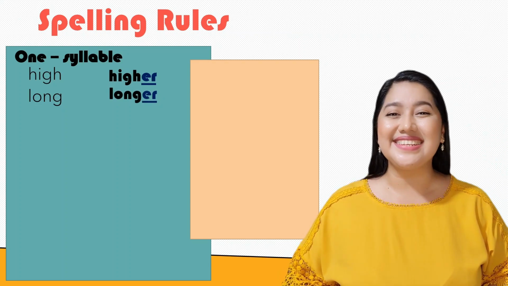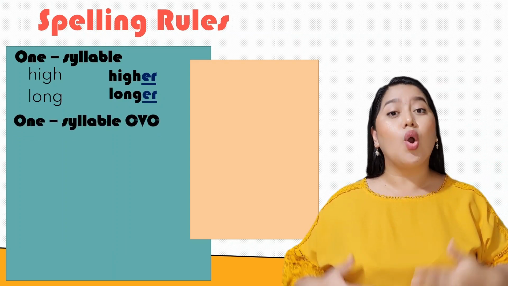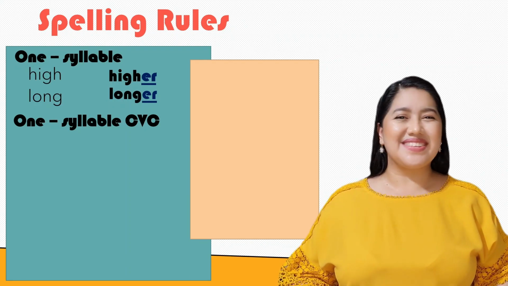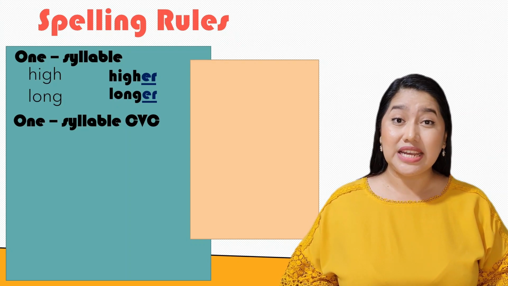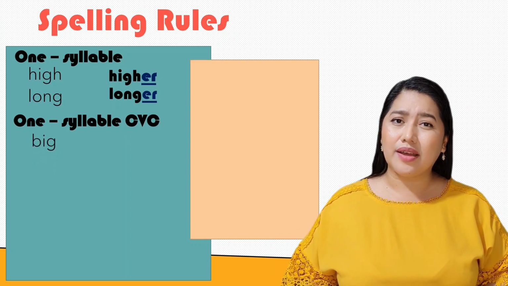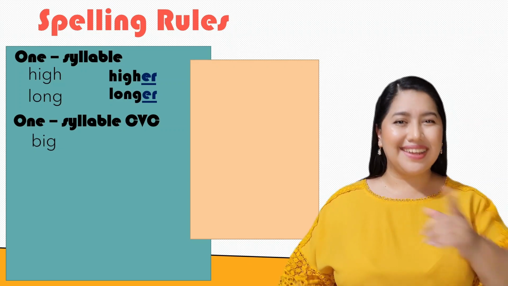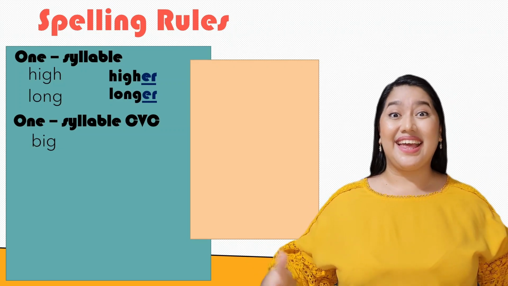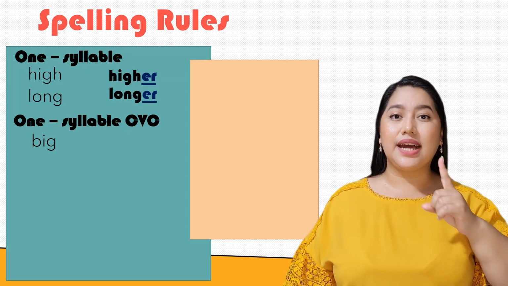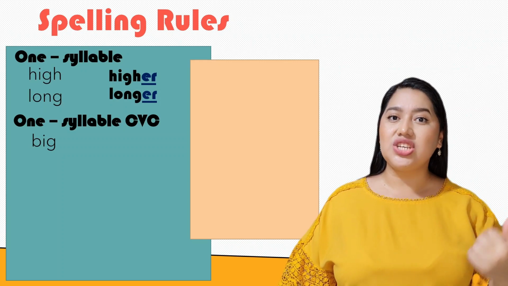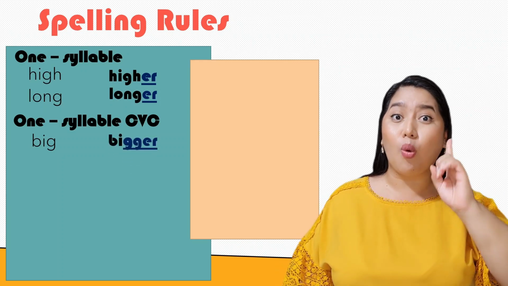Well, now let's see the next point here. We have one syllable adjective with CVC. What does CVC mean? Well, CVC means a consonant, a vowel, and a consonant at the end. Yes? For example, let's see the first one. Here we have big. Consonant B, vowel I, and consonant G. Big, and only one syllable.